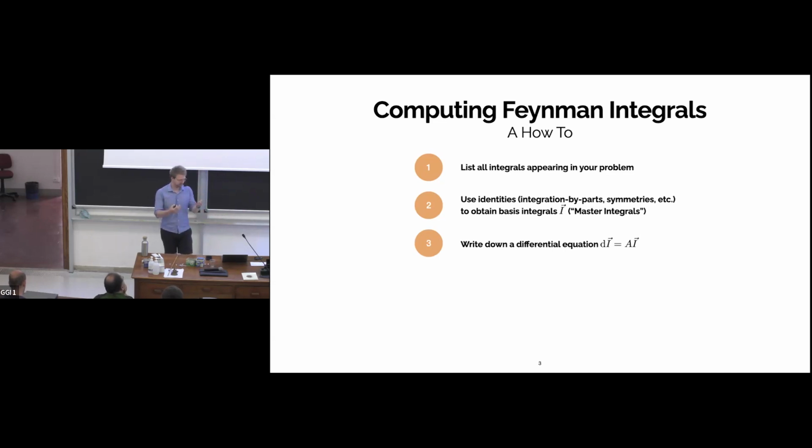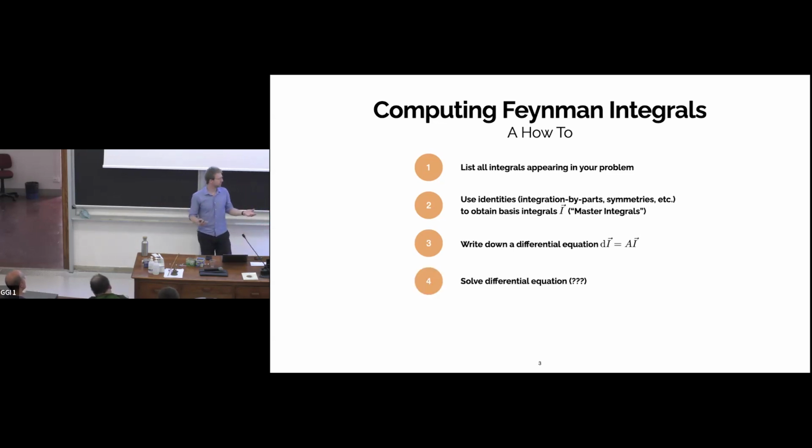Then a very convenient approach that is used extensively to compute these master integrals is to write down a differential equation for them, because upon taking derivatives, these master integrals are closed on themselves. Then you have to solve this differential equation. This is where all the magic happens to some extent. And then you obtain an expression for the Laurent series in epsilon.